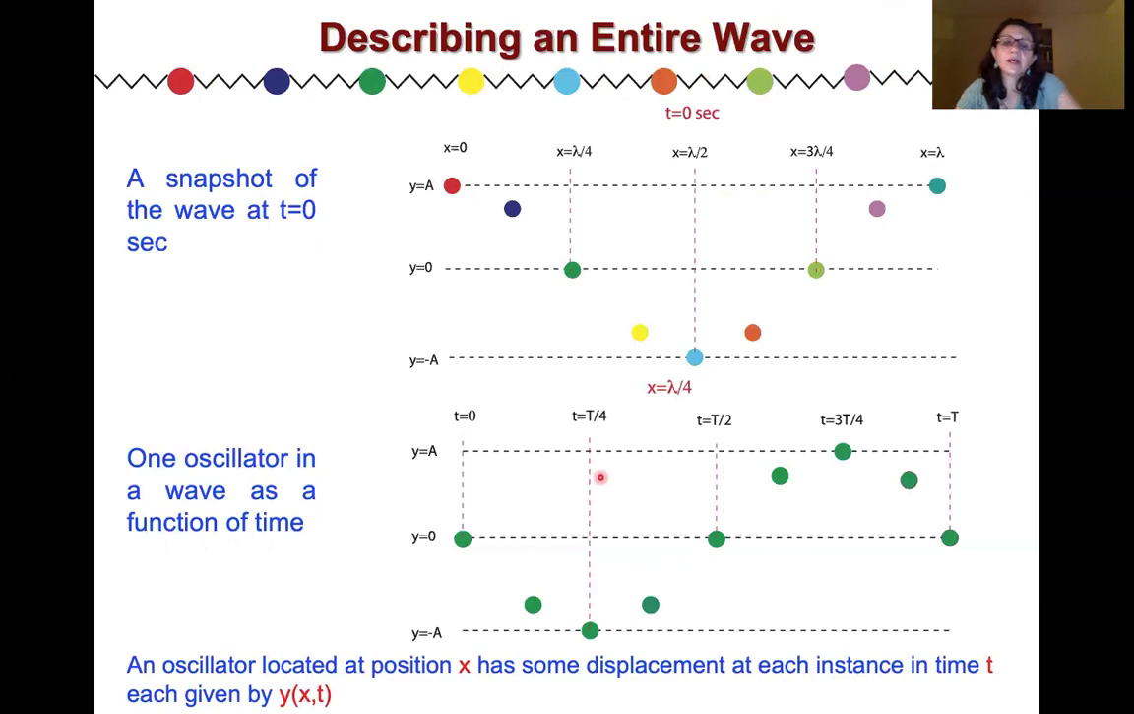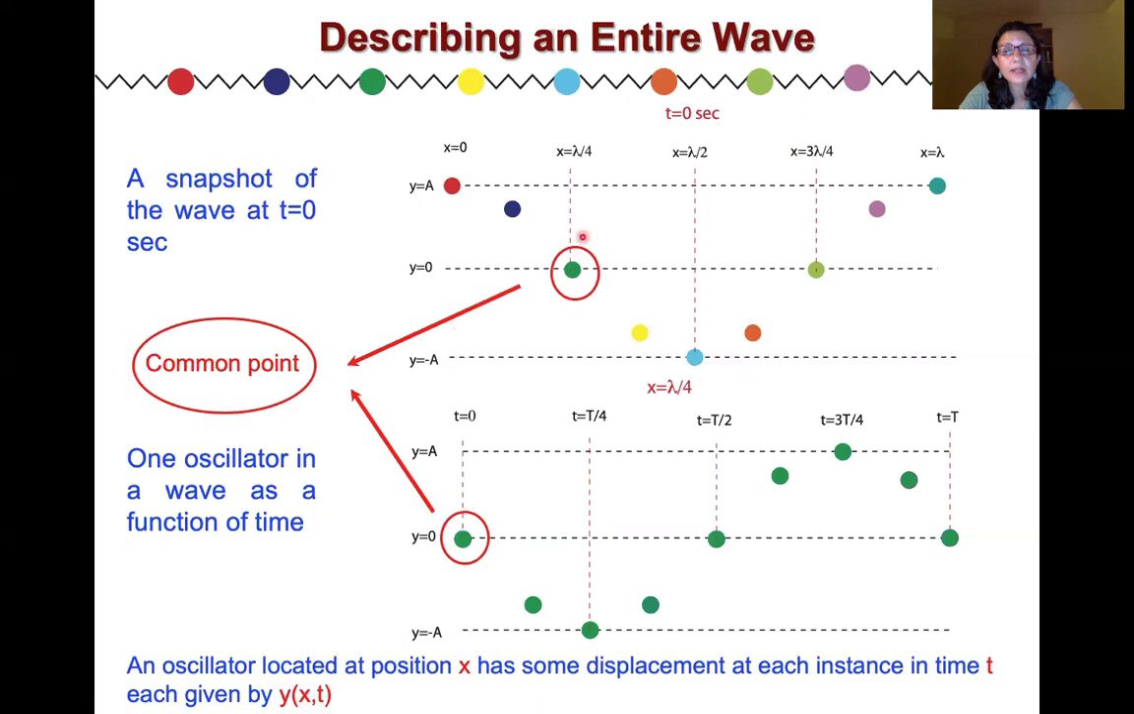You could think that we could just have an infinite number of sine functions, one for each individual oscillator, describing how it's moving as a function of time. But that's not necessarily a very good solution. Instead, let's come up with one function that describes what's happening as a function of both time and position. So we want to describe the displacement y of our medium in space and time.